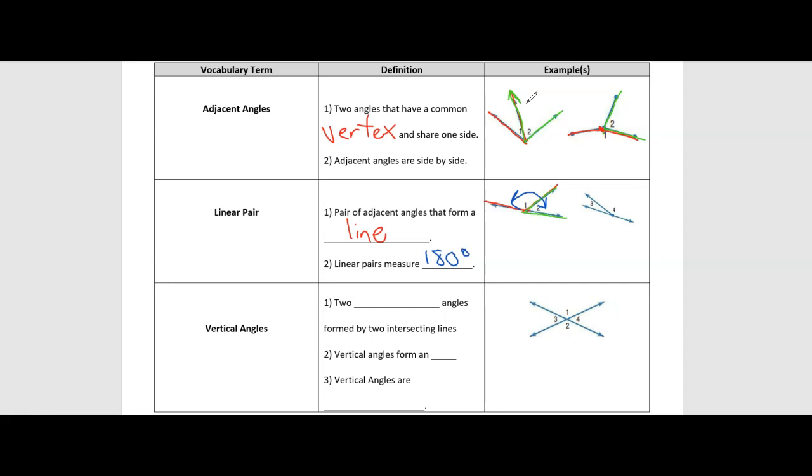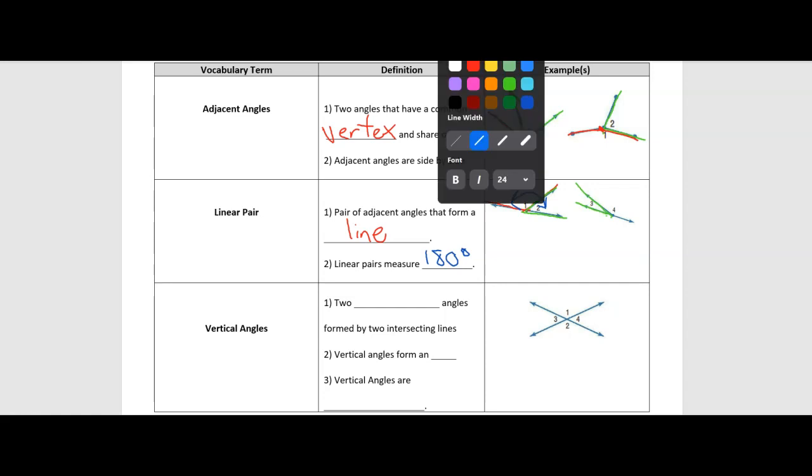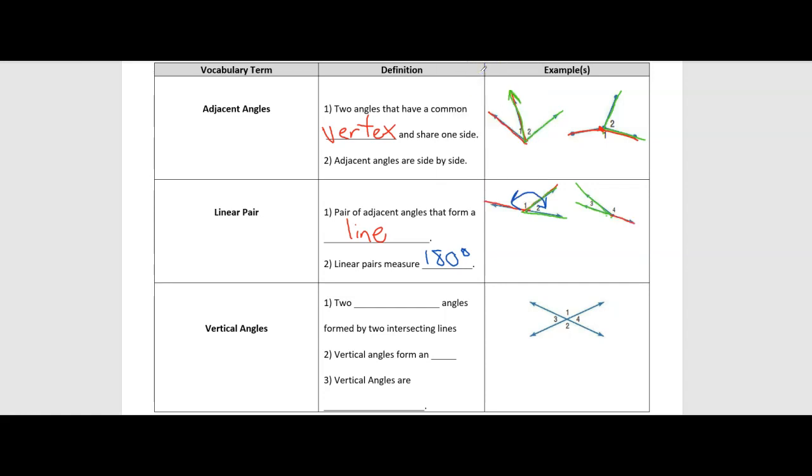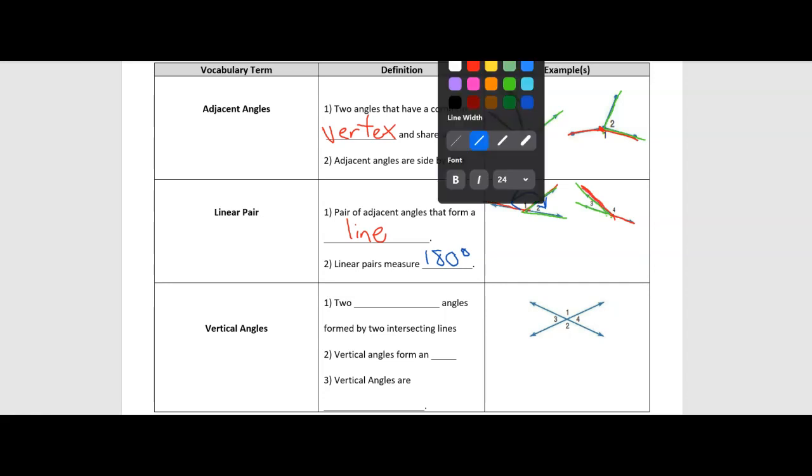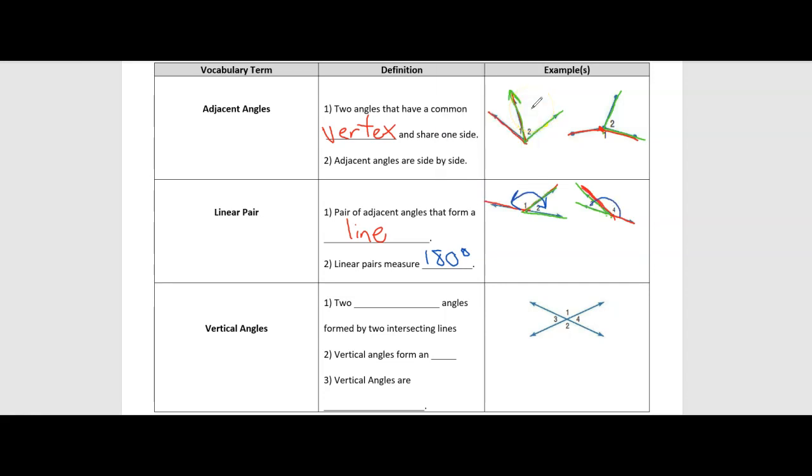And then we can come over here and we see, again, here's angle 3, here's angle 4, and they both share a vertex, they both share a side, and what makes them a linear pair is that they form that line. So linear pairs are just a subcategory of adjacent angles. They're a specific type of adjacent angles.